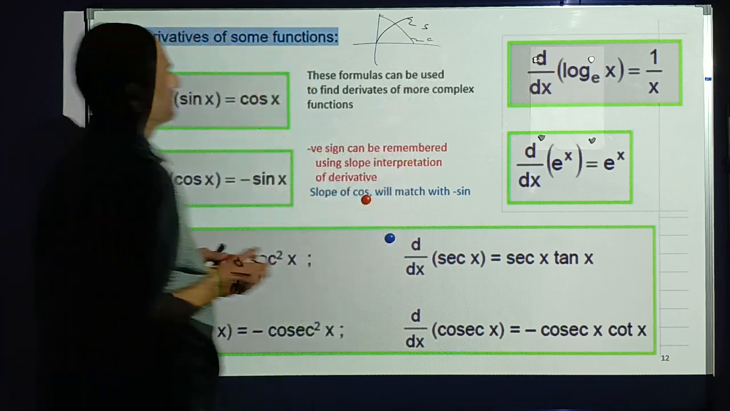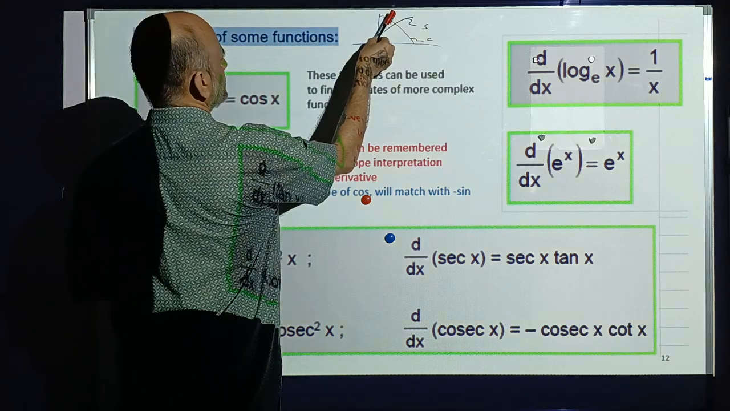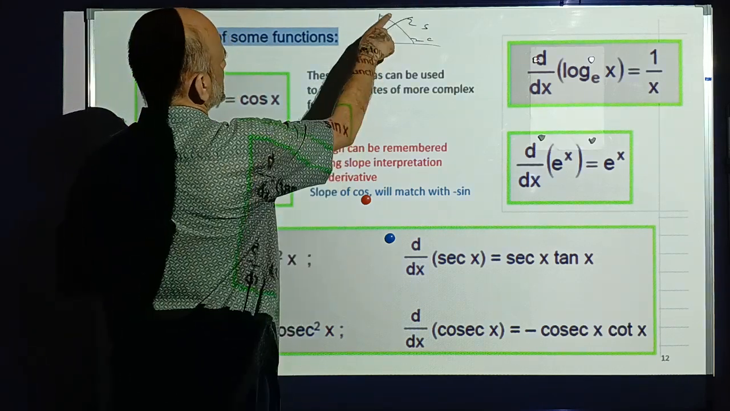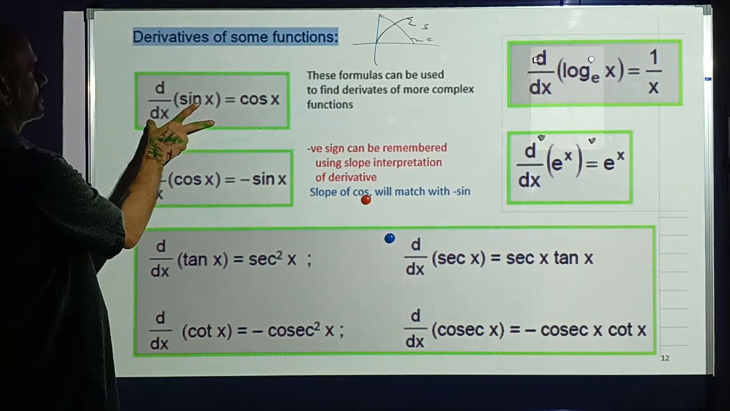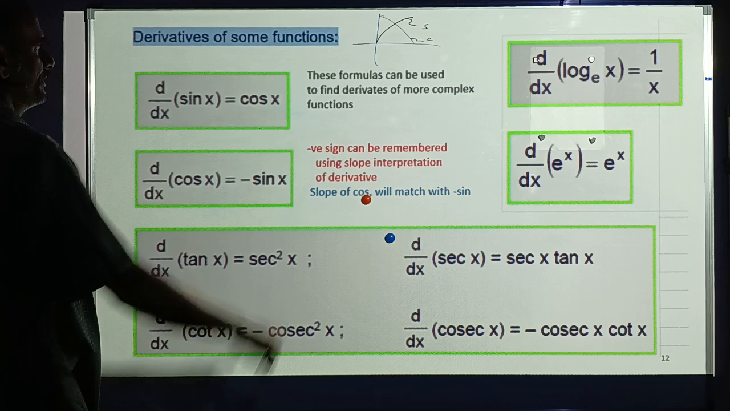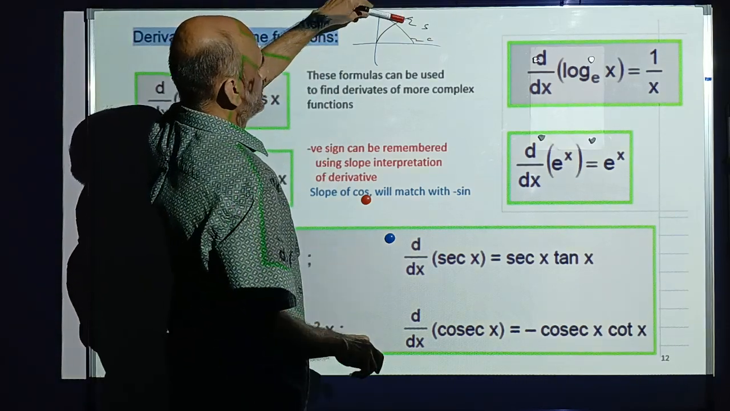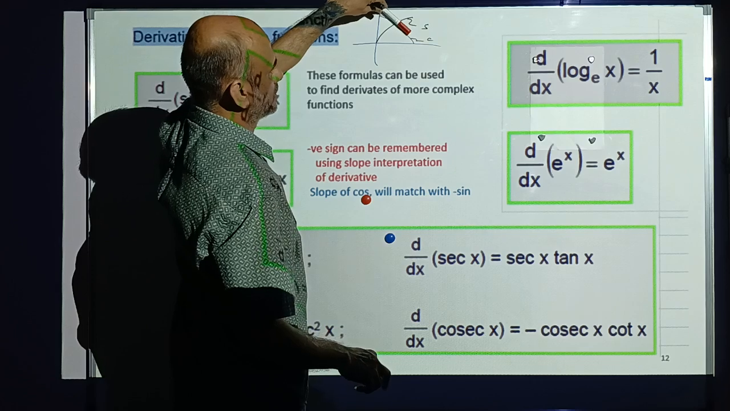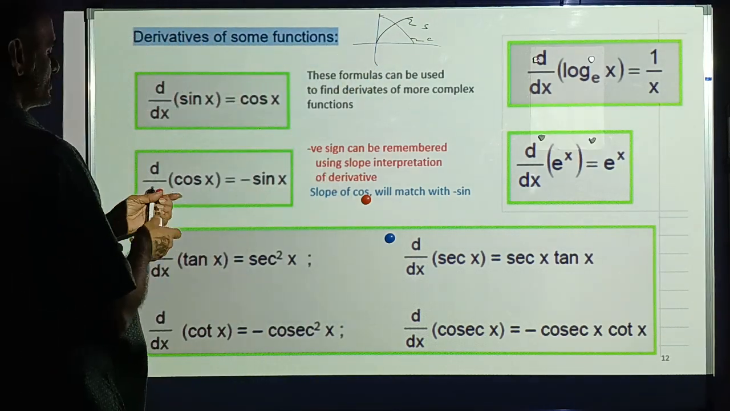So this is cos. And the derivative has the interpretation of the slope of the curve. So the sin x slope is maximum here and then it becomes 0. That is matching with cos x. So the derivative of sin x, which is the slope of the sin x curve, is matching with cos x, with the plus sign. But if we take the cos curve, here the derivative is 0 because it's the maximum point. After that the derivative is negative because it's going down. And here the derivative is maximum negative. So it is not matching with sin x, but it will match with minus sin x.